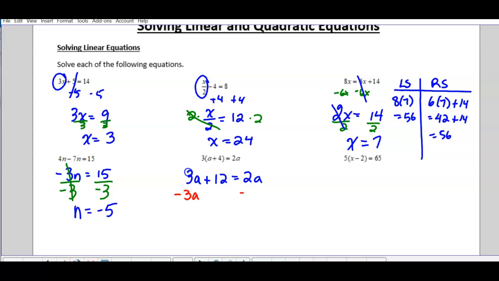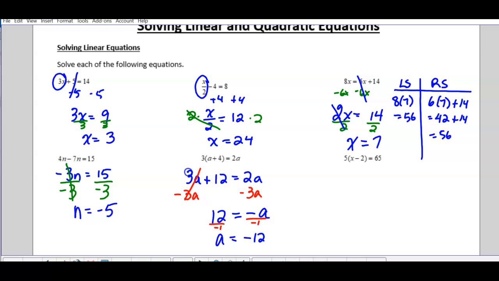So, minus 3a, minus 3a. Okay, so that gets rid of it on the left. And you're left with 12 equals, and then 2a minus 3a is just negative a. So that's basically like saying you're going to divide by negative 1, right? Or the opposite side of a gives you 12, so that means a has to be negative 12. But if you want to show that work, that's what it would be, okay?